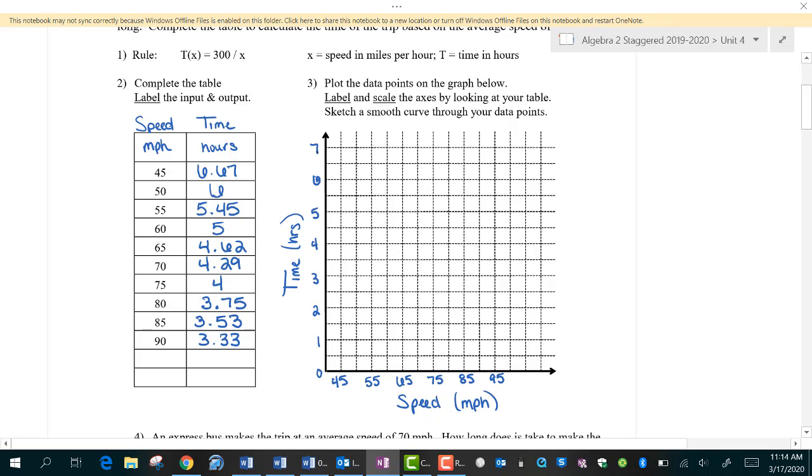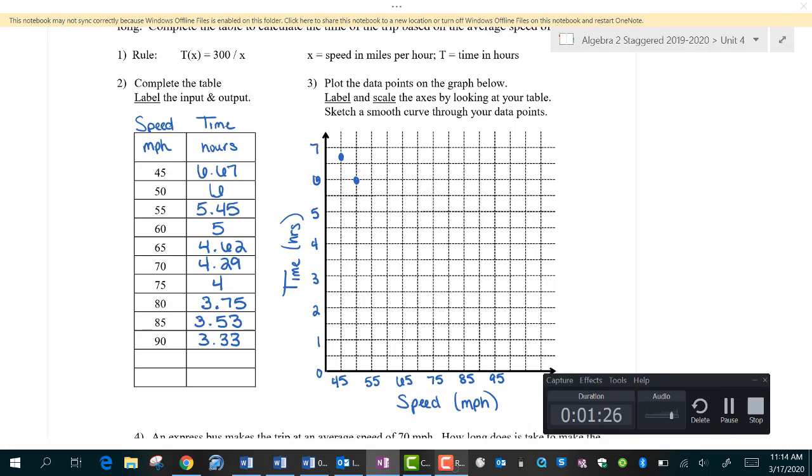And now I'm going to plot my points. So at 45 miles per hour, the time was 6.67 hours. So this doesn't need to be perfect, but you just want to plot each of the following points. Please go ahead and pause the video and continue to plot your points.